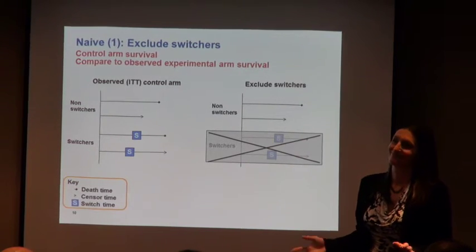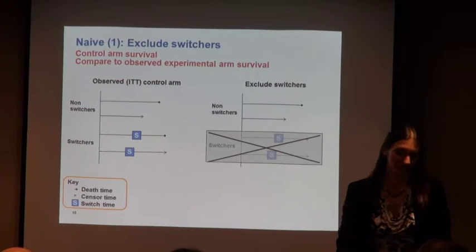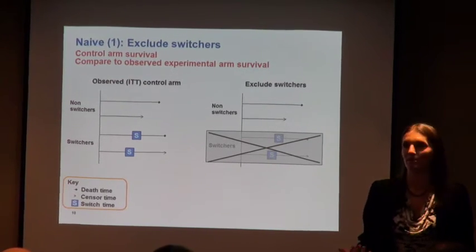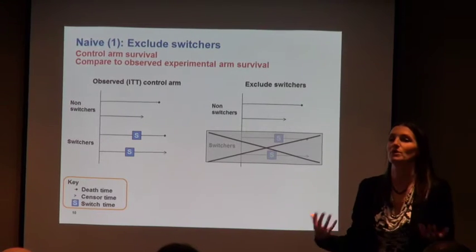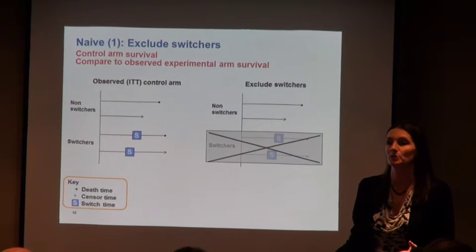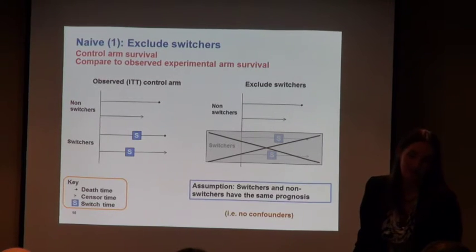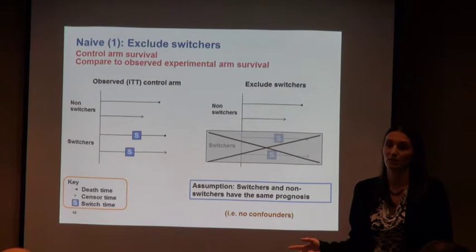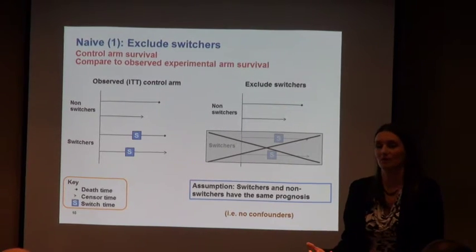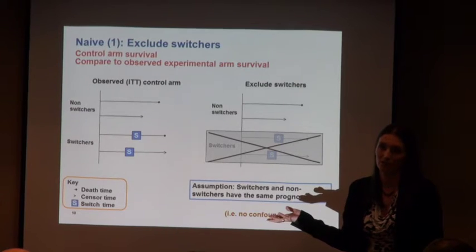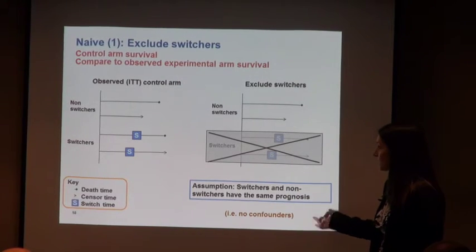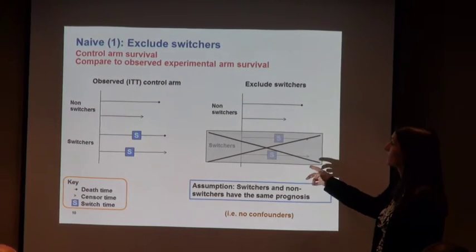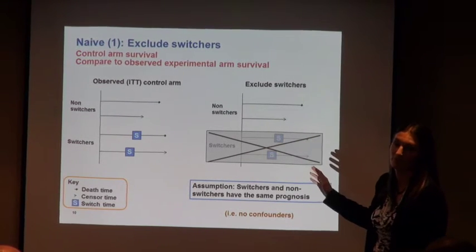Now, clearly, that's not a great approach because you're assuming by doing that that your switches and non-switches have the same prognosis. You can use the non-switches to represent what would have happened to the switches if they hadn't switched. And that hardly ever holds because the reason for switching is usually because patients have progressed. So they're clearly going to have a poorer prognosis than the patients that haven't switched. Another way of talking about this is saying there's no confounding variables. There's no variables that influence both the decision to switch and how long patients live for.